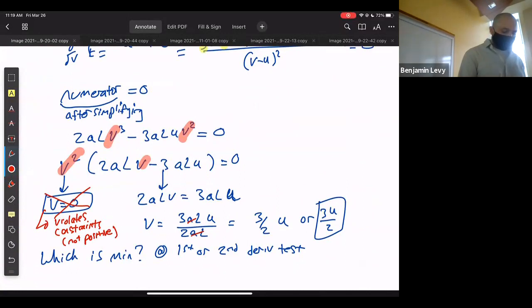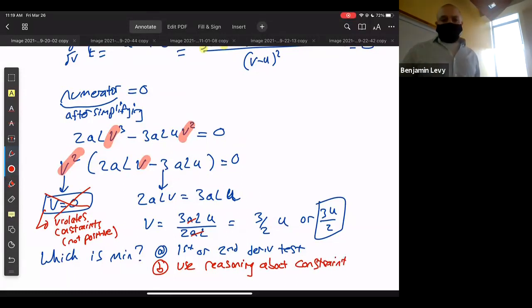So first derivative, second derivative test is fine. That's a good way to think about it. Although full disclosure, it's going to be tricky, or just use reasoning about constraints. All right, so we pretty much finished that one off. So this is going to be the min.